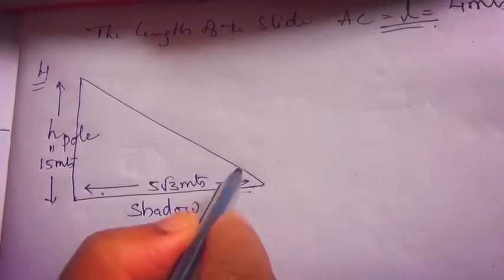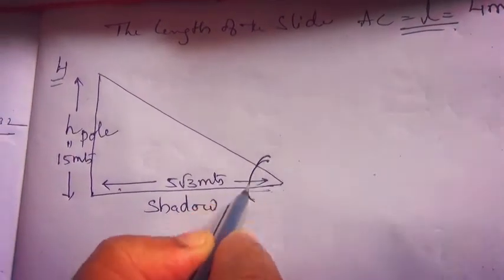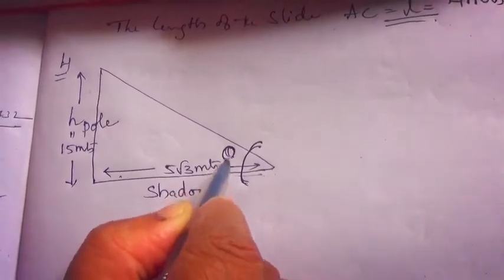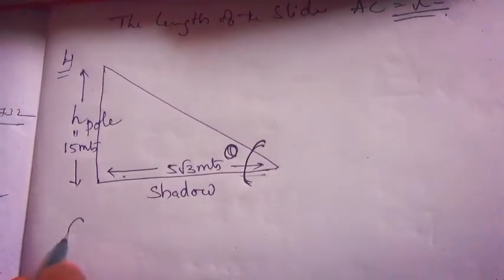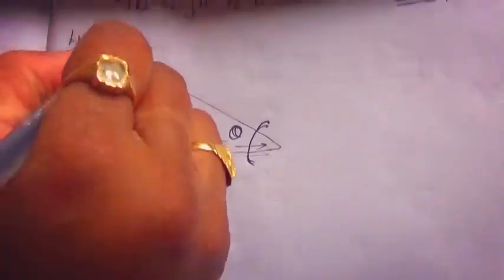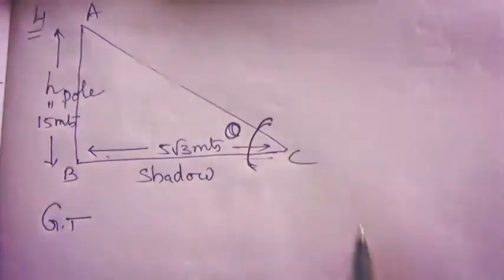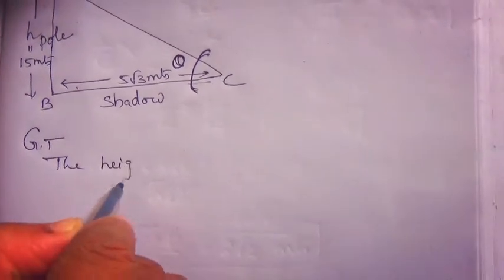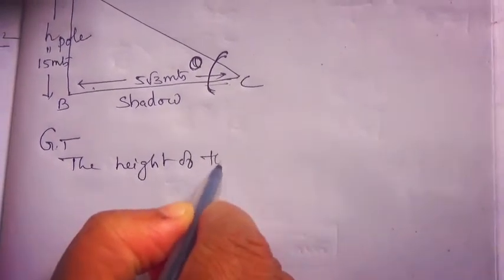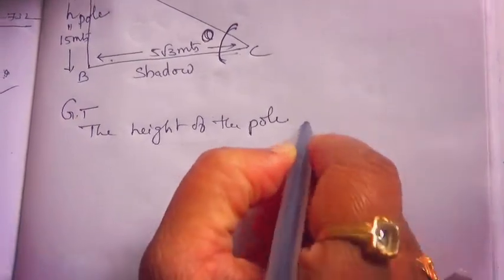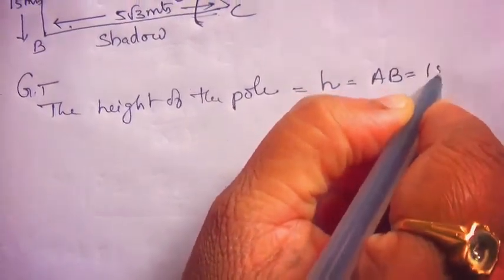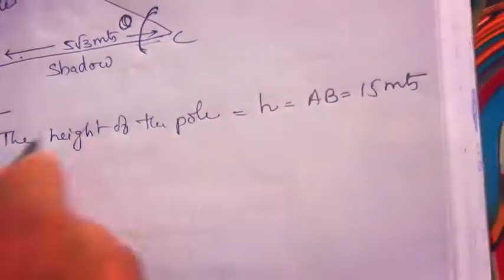So what is the angle? We have to find out. That is theta. We have to find out this angle. Given that, let us take this A, B, C. Given that the height of the pole, H, is equal to AB, is equal to 15 meters.